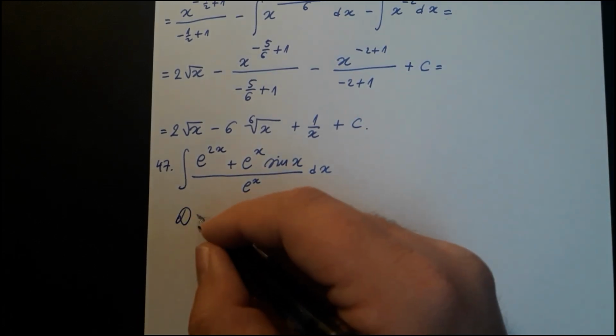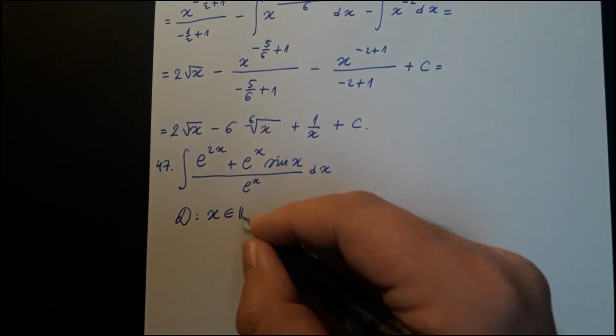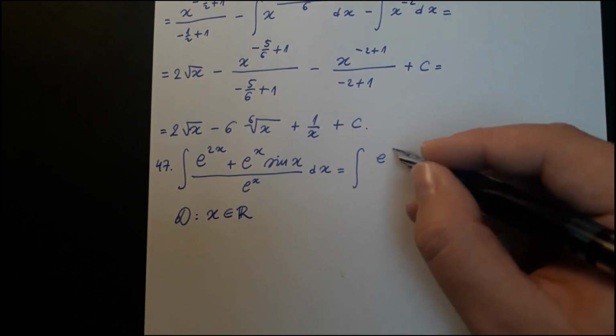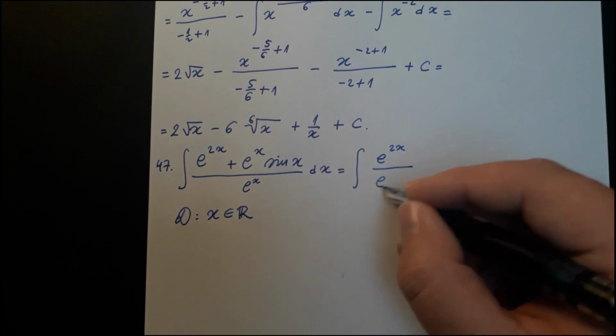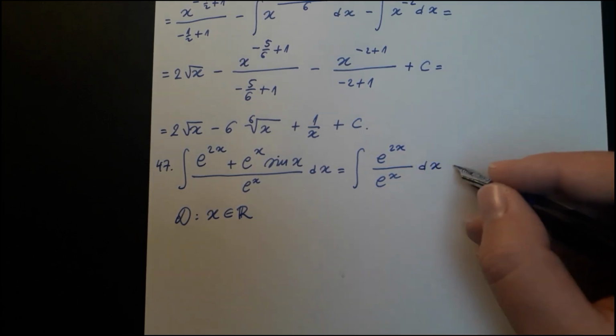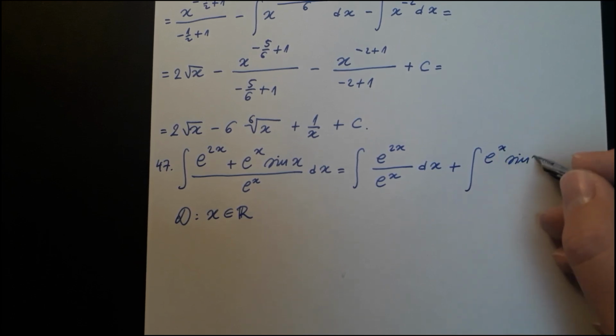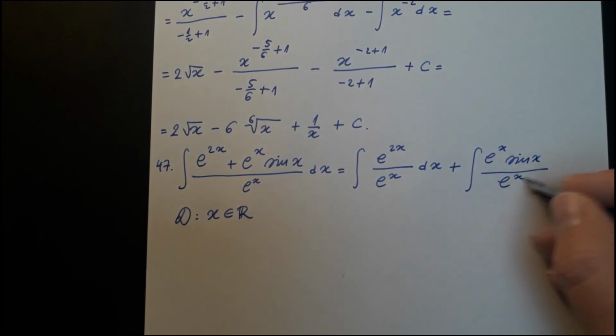This integral is defined for all x's which are real numbers, and this integral can be written as the integral of e to the power 2x divided by e to the power x dx plus an integral of e to the power x sine of x divided by e to the power x dx.